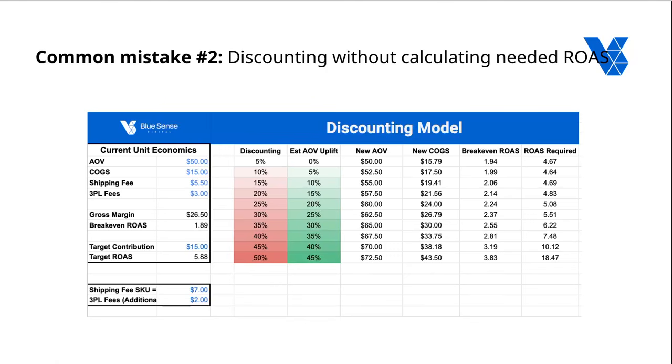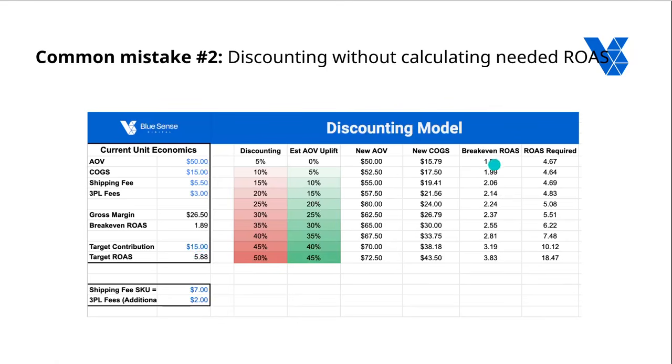So we have an internal discounting calculator where you can put in all of your unit economics, your shipping fees as SKU count increases and your additional 3PL fees as new SKUs are entered. And it will look at estimated AOV uplifts over time, and you can base this on actual historical data and historical sale data. And then you can look at how increases in discounting offer, flat discounting offer at the store level, impacts your break-even ROAS alongside the ROAS required to hit your target contribution numbers.